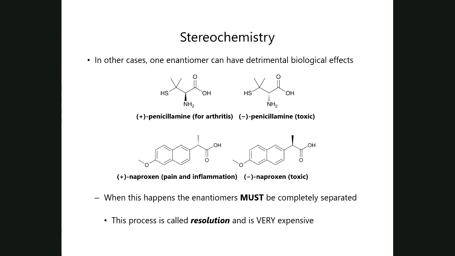Here, for example, penicillamine, the positive, meaning dextrorotatory, compound, is useful for arthritis. The other compound has one chirality center as well, is toxic, and must be 100% removed because otherwise you can't put the drug out on the market, right?